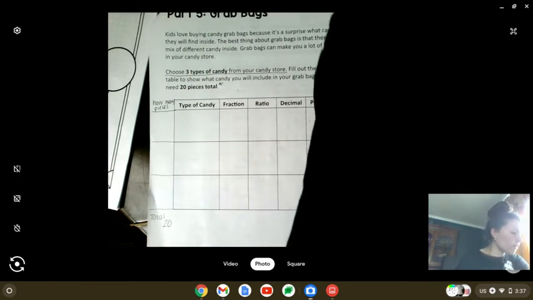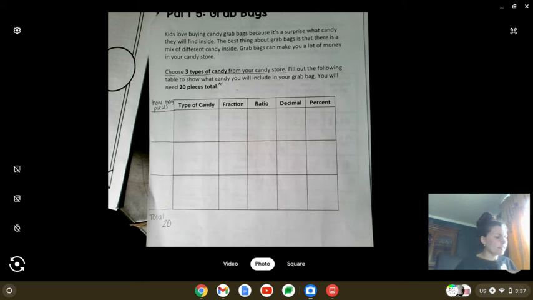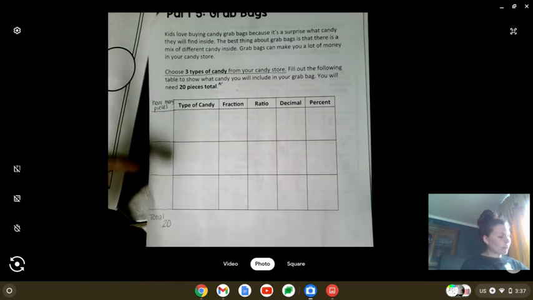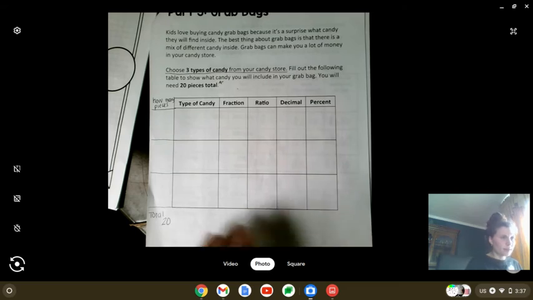Kids love buying candy grab bags because it's a surprise what candy they will find inside. The best thing about grab bags is that there is a lot of different mix of candy inside. Grab bags can make you a lot of money. So we are going to choose 3 types of candies. We need to figure out how many candies fit in it for a total of 20 pieces.